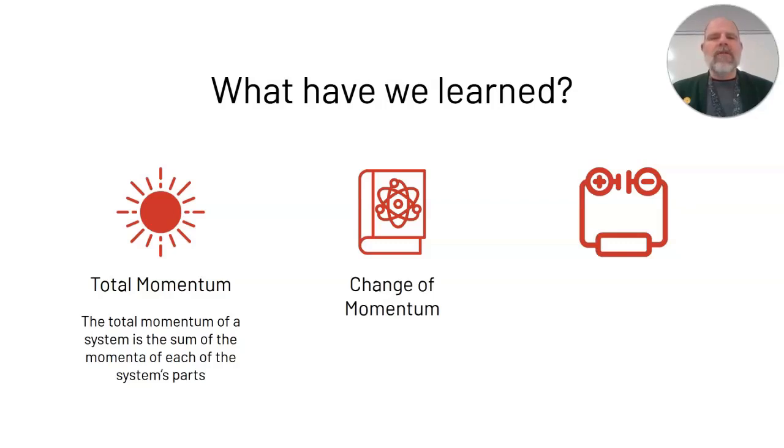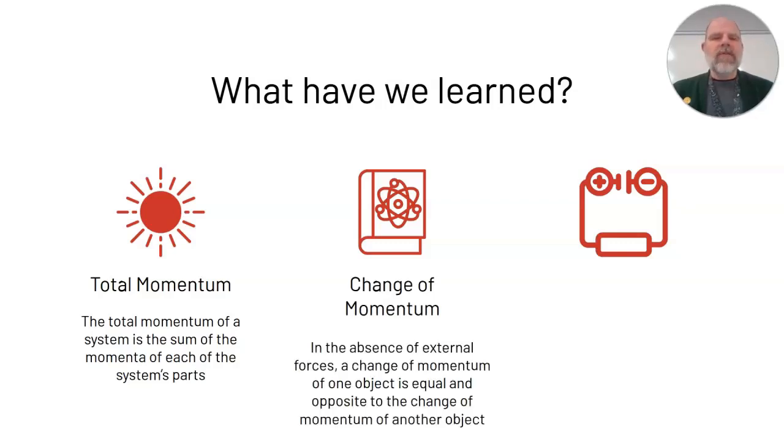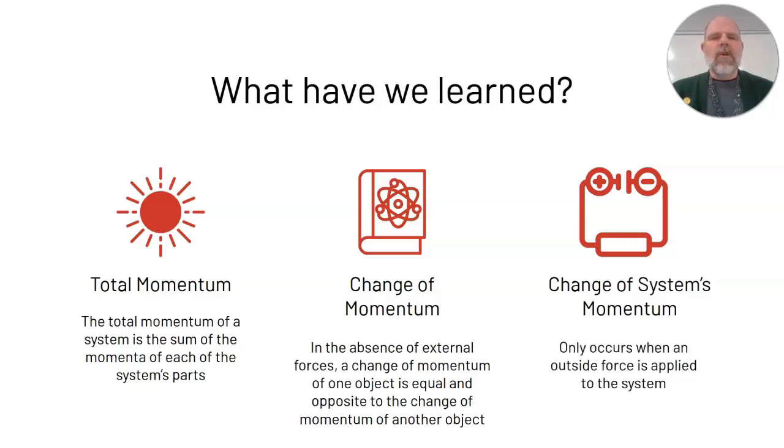We learned about the change of momentum. In the absence of external forces, a change of momentum of one object is equal and opposite to the change of momentum of another object. So if one object changes momentum, as long as there are no other outside forces acting on the system, another object has to change momentum in an equal and opposite way. And we learned about changes to a system's momentum. This only occurs when there's an outside force applied to the system.